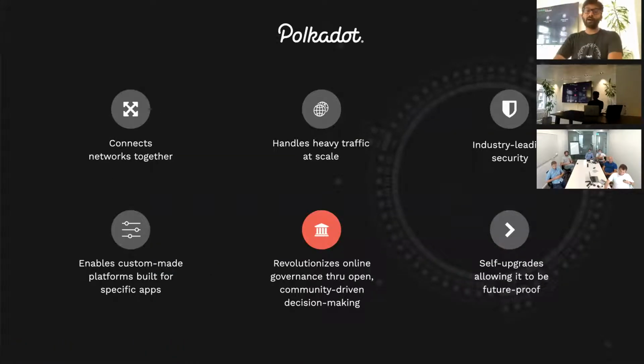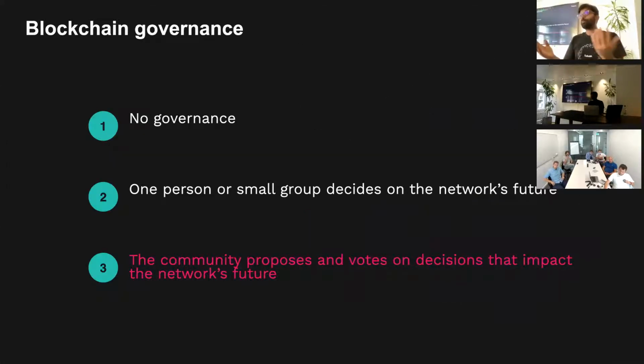Yeah, so I want to focus more on the governance part. I think this is where a lot of novel methods were introduced by Polkadot. In general, blockchains can have no governance. Nobody changes anything about the blockchain. They just have that code, and then you just run it. Or there could be one person, like a benevolent dictator, who's going to decide the future of that blockchain, or it could be an organization that does that.